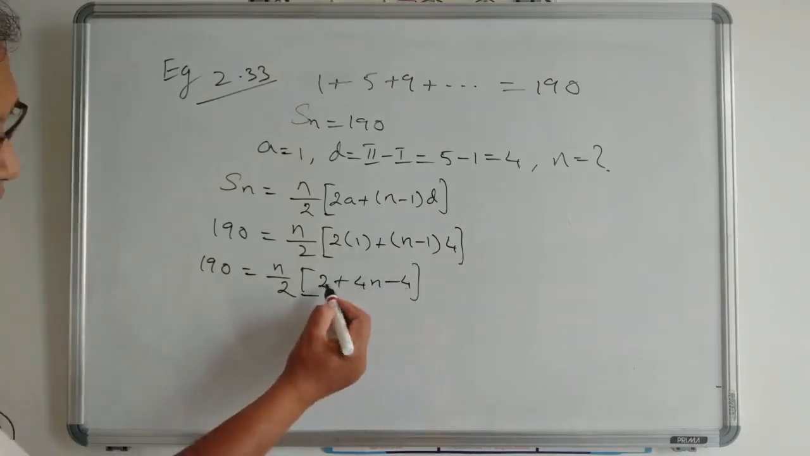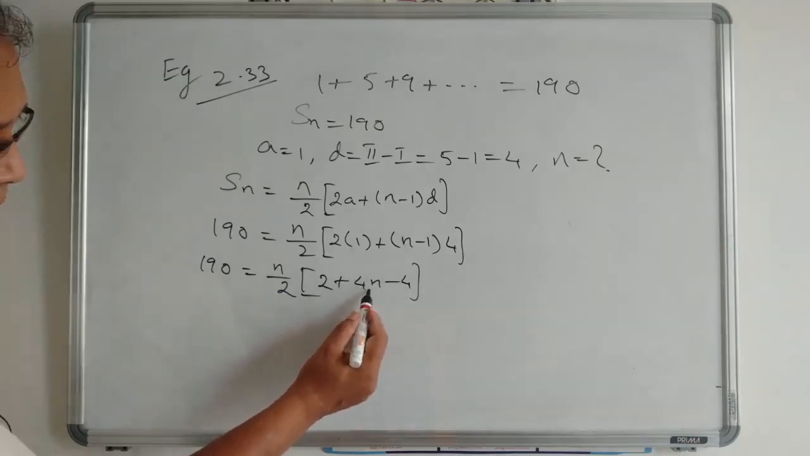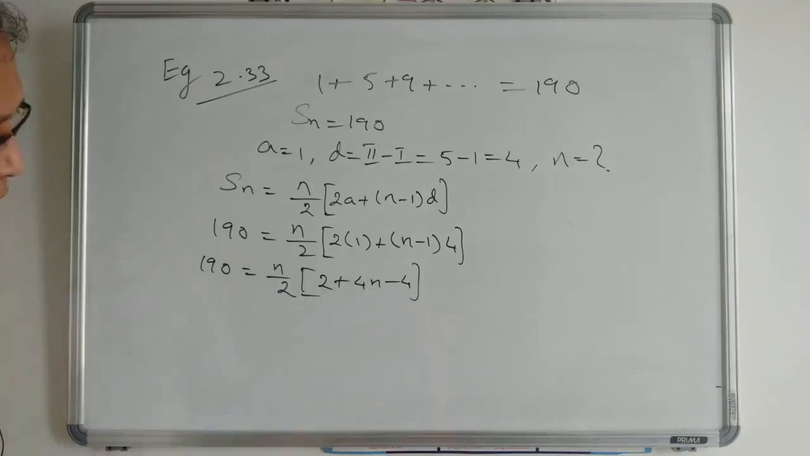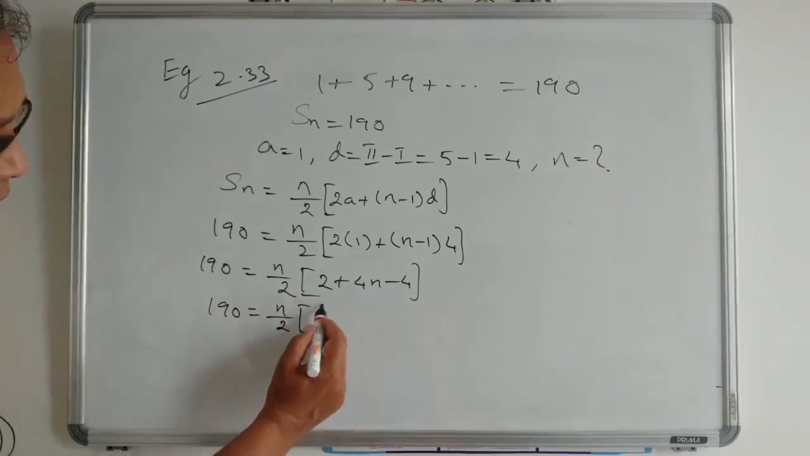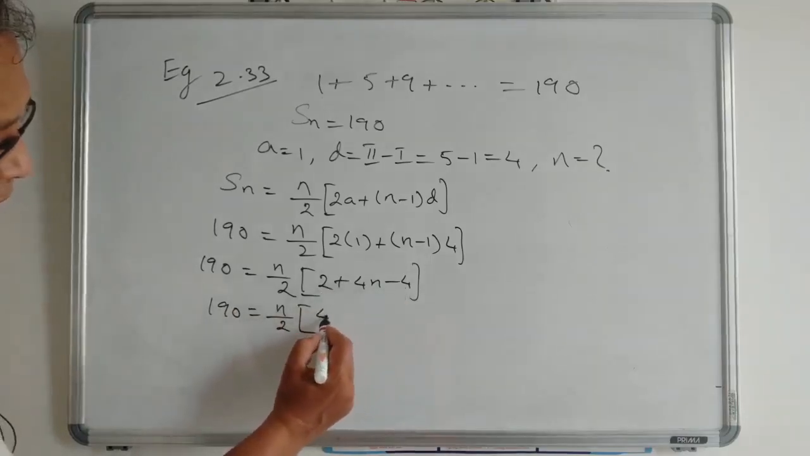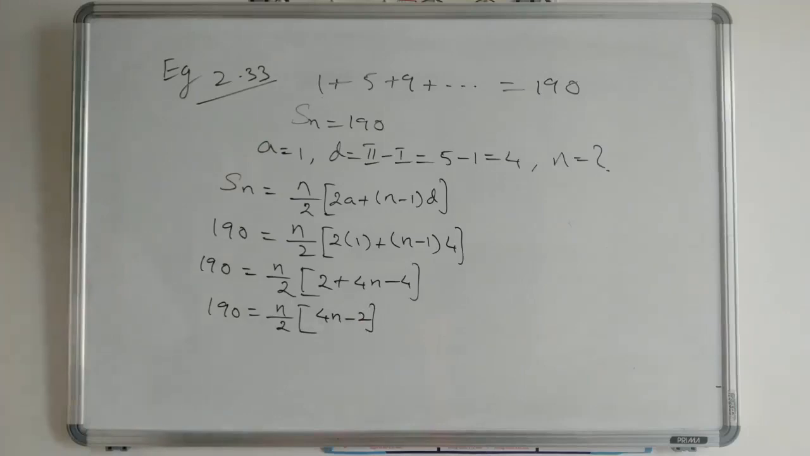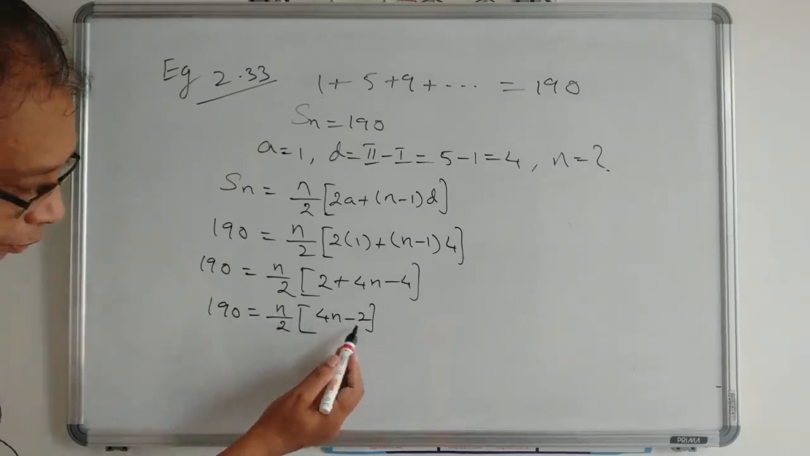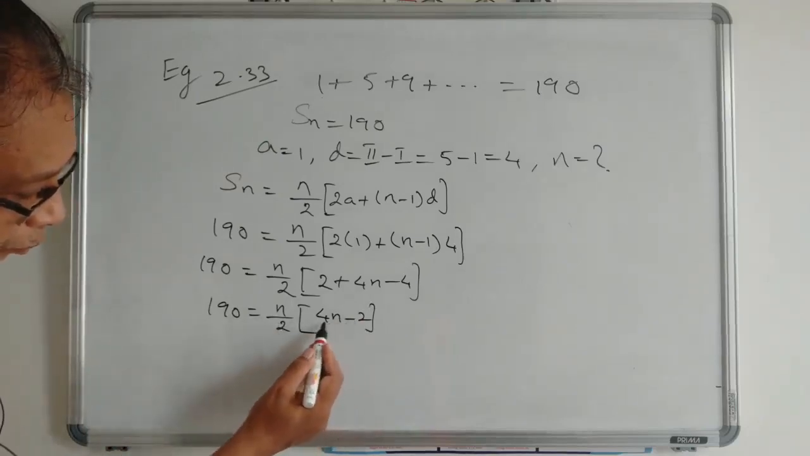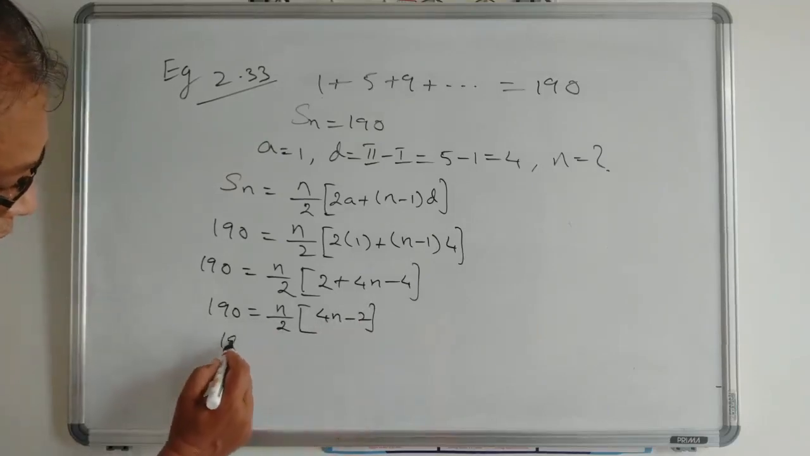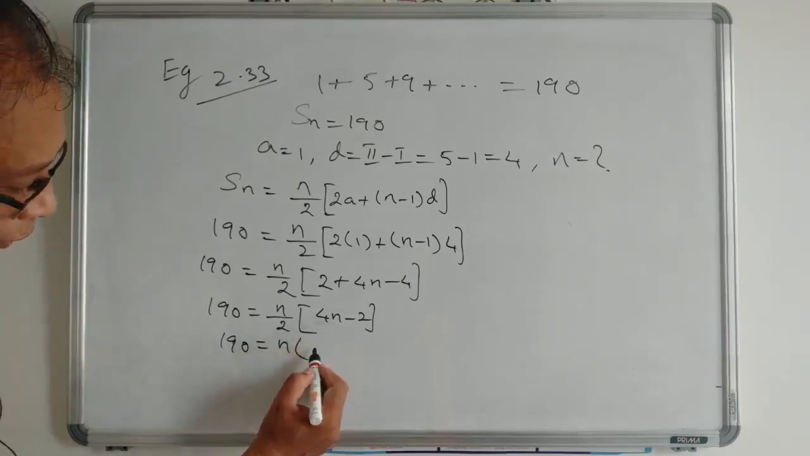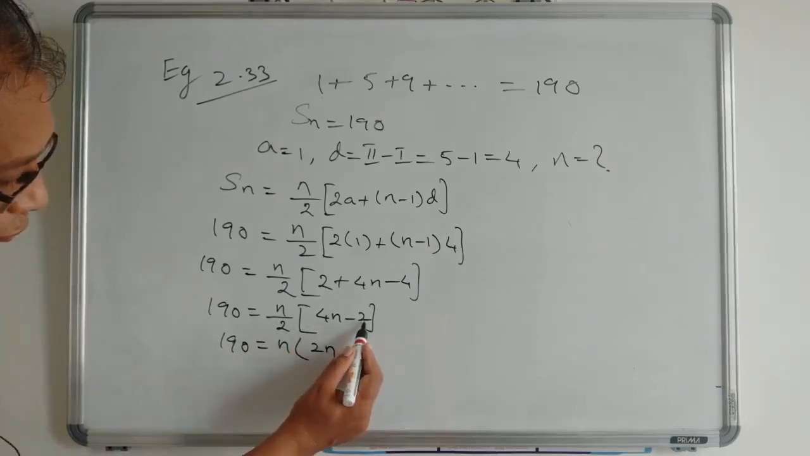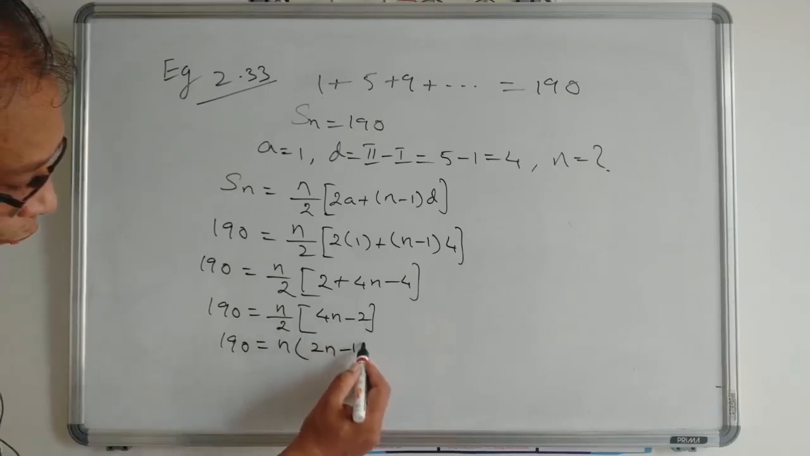You see, 2 and minus 4 are the numbers, and 4n is the variable. Therefore 2 minus 4, the difference is minus 2. So 190 equal to n by 2 into 4n minus 2. Now 4n and minus 2 are divisible by 2, so dividing by 2 we get 190 equal to n into 2n minus 1.